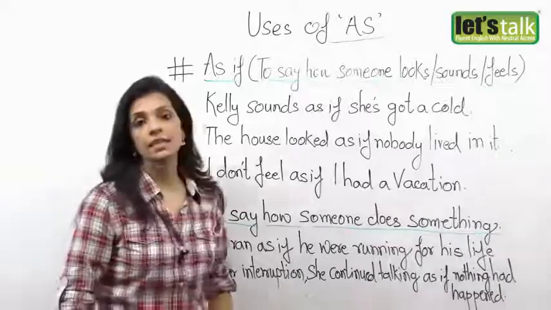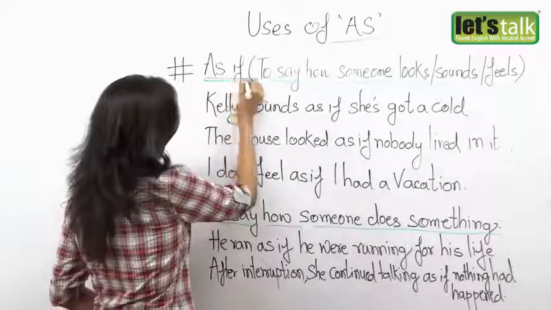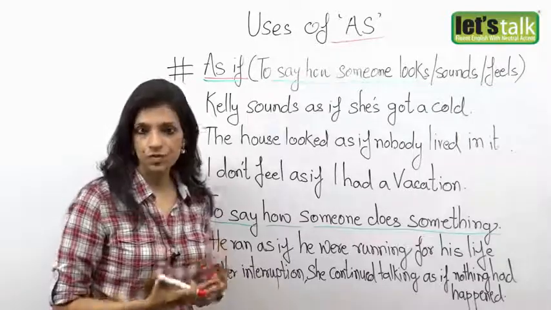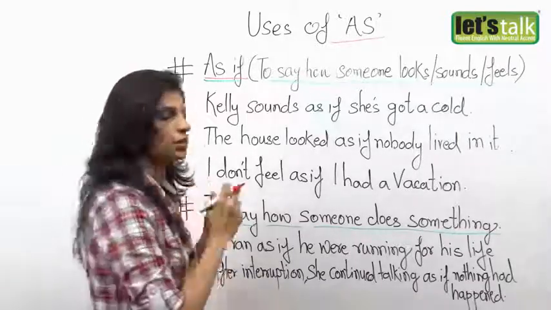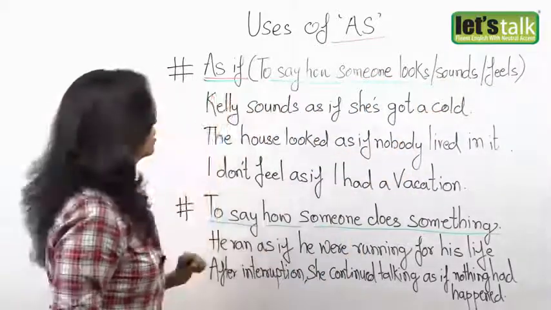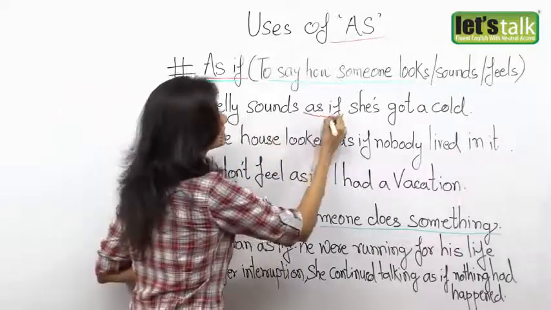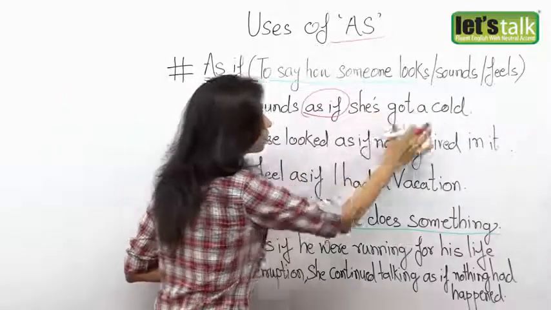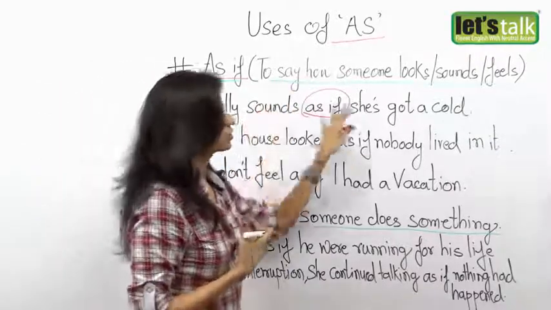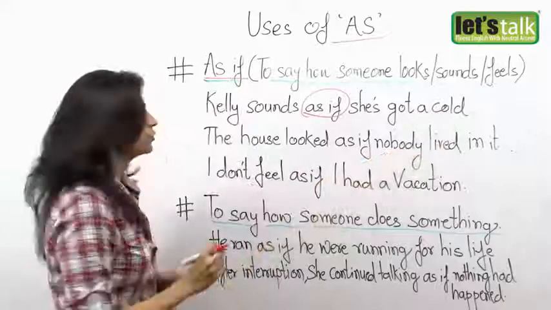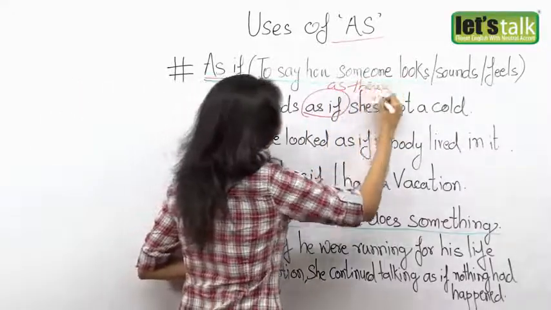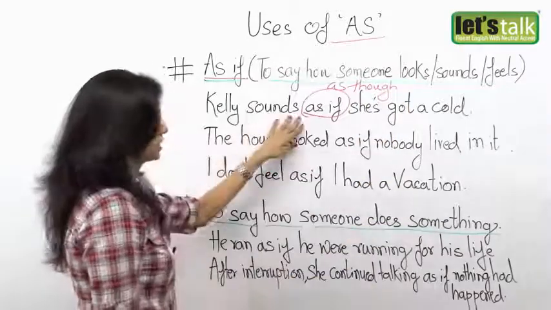Okay, so now let's take a look at how we use "as if". Now we use "as if" when you want to say how someone looks, sounds or feels. So when you're trying to relate someone to the manner in which they look, sound or feel, you use "as if". For example, Kelly sounds as if she's got a cold. So here you're trying to say that she sounds as if she's got a cold. Now friends, please remember, you can even use "as though" in place of "as if".